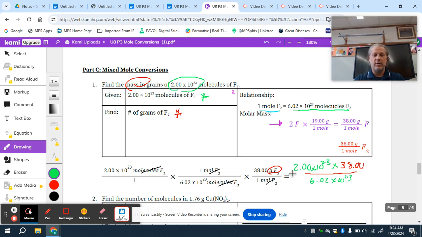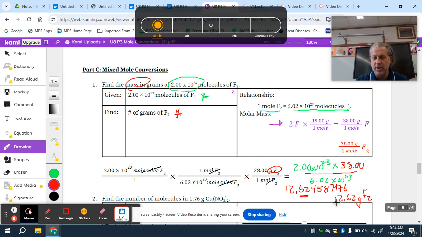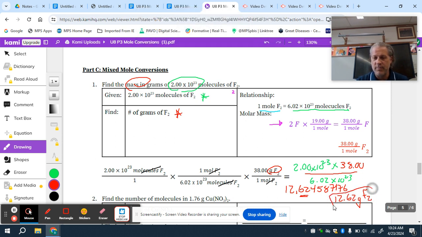So my final answer here is going to be 12.624587176. I'm only going to tell you to go to 2 decimal places, so I'm going to rewrite this to be 12.62, and that's going to be grams of F2. No, not Fe, F2. So that's going to be your final answer for this problem, like that. So that's one example.